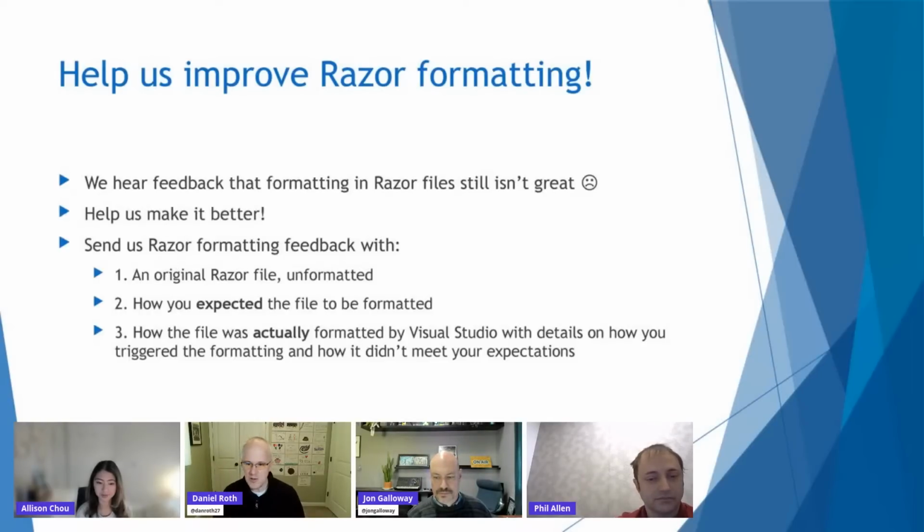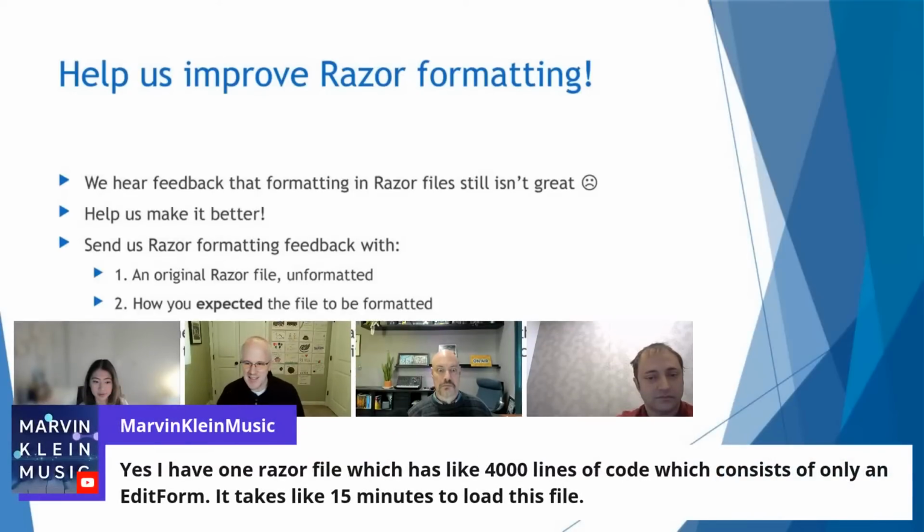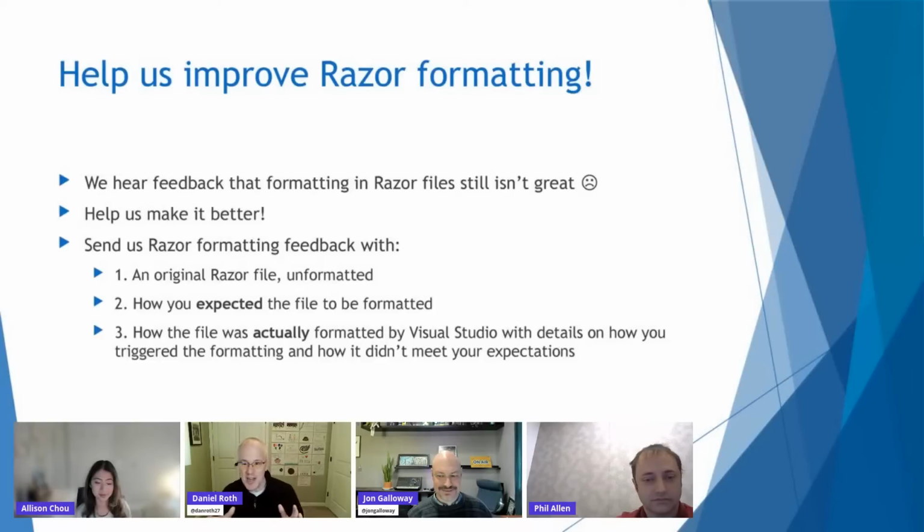We want the original file before it was formatted. We want the expected formatted output, like what you wanted it to do. Tell us how it should have been formatted, and then show us exactly what Visual Studio did to your file. That triplicate of items is what we want to see.